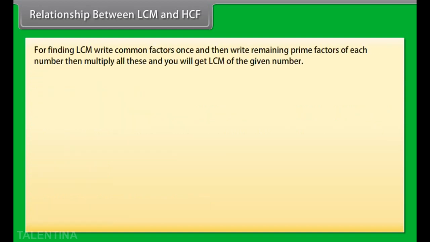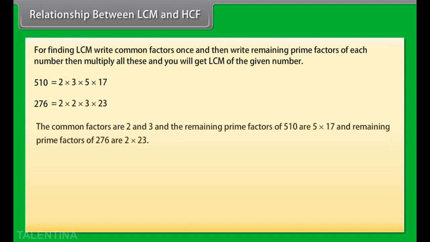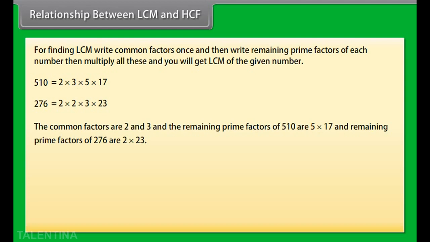For finding LCM, write common factors once and then write the remaining prime factors of each number. Then multiply all these and you will get the LCM of the given numbers. 510 is equal to 2 into 3 into 5 into 17. 276 is equal to 2 into 2 into 3 into 23. The common factors are 2 and 3, and the remaining prime factors of 510 are 5 into 17, and the remaining prime factors of 276 are 2 into 23.